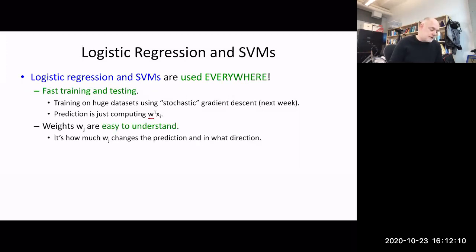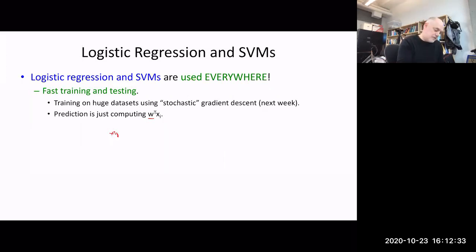The weights are easy to understand. Wj is how much xij changes the prediction, and in what direction. Basically, it's just a linear model. If it's positive and you increase that particular feature dimension, it's going to be more likely to be class 1, and if it's negative, it's going to be more likely to be class equal -1.